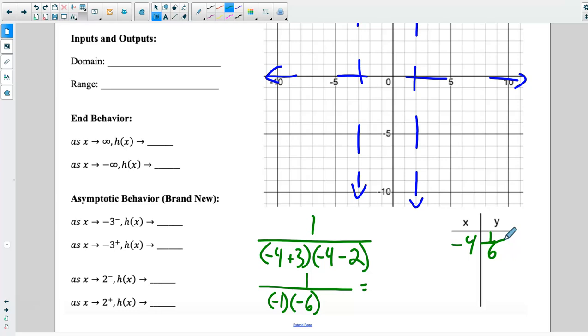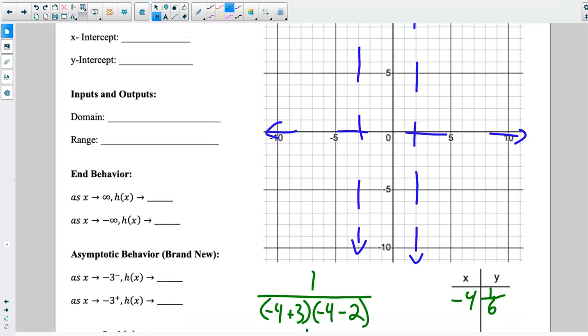You should get 1/6 from that. I don't really actually care what the fraction is. I really care, is it positive or negative? Is it above my horizontal asymptote or is it below? And in this case, it's above. So we're going to put that dot down. It's going to be right here.